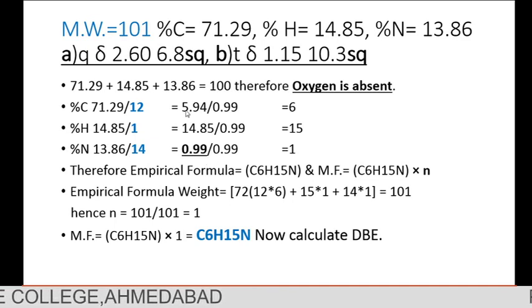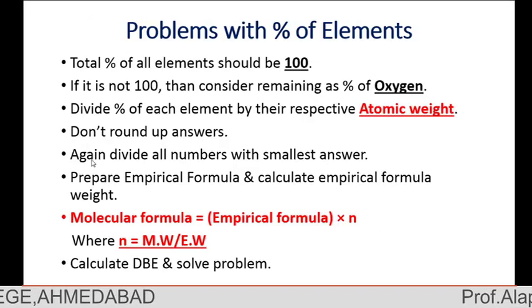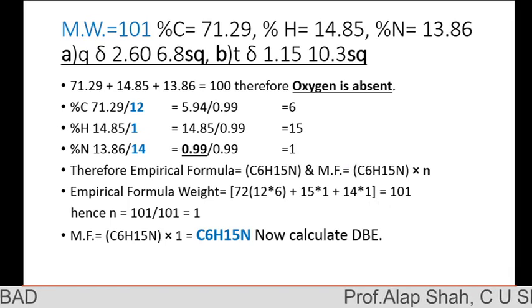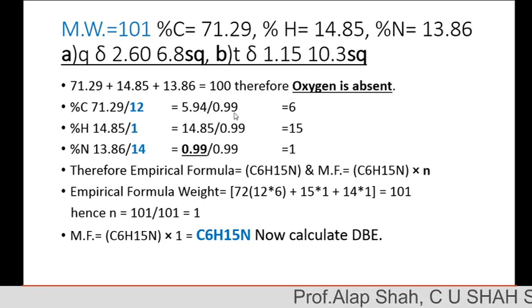So we are getting these three values: 5.94, 14.85 and 0.99. Now what is the step? Again divide all the numbers by the smallest answer. In these values, you know that the smallest value is 0.99. So again we will divide all three values by the smallest one, that is 0.99. So 5.94 divided by 0.99 gives you 6.